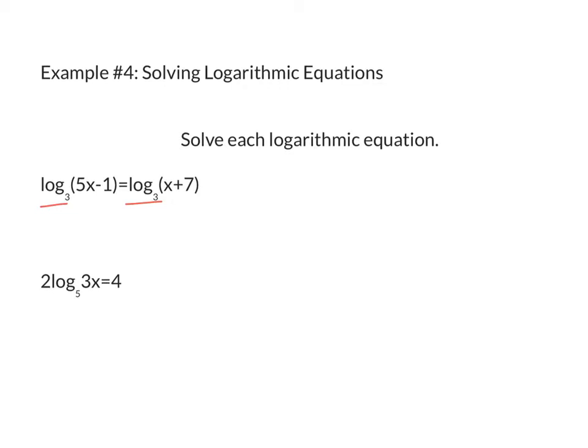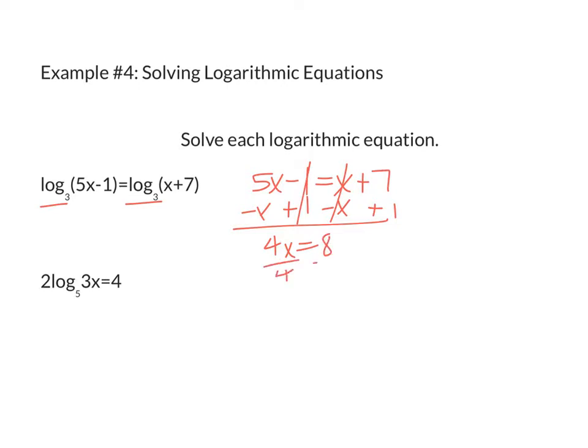So what we have then is 5x minus 1 equal to x plus 7. This then just becomes a multi-step equation. So if I subtract x and add 1, I'm left with 4x equal to 8. If I divide by 4, x will then equal 2, and x is our answer.